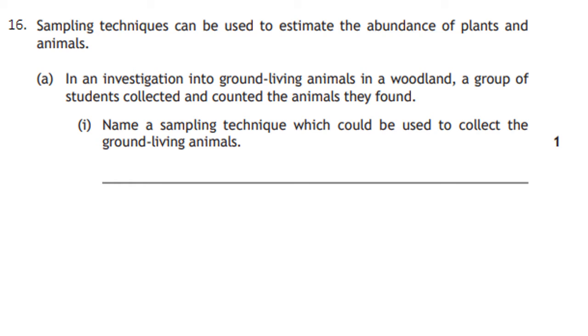So on to question 16, sampling. Okay, so sampling techniques can be used to estimate the abundance of plants and animals. In an investigation into ground-living animals in a woodland, a group of students collected and counted animals they found. Name a sampling technique which could be used to collect ground-living organisms. So what do I do? I dig a wee hole and I set up a pitfall trap. Right, that's my ground-living organisms.